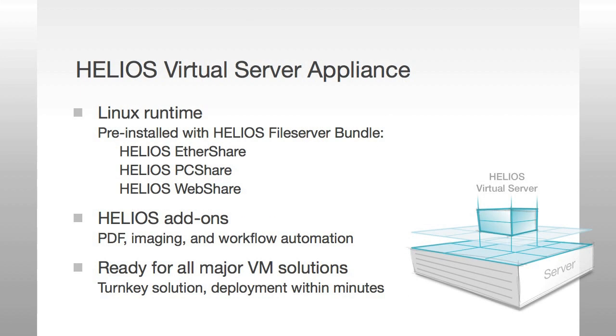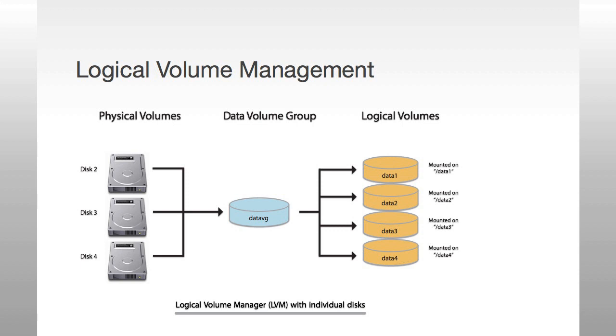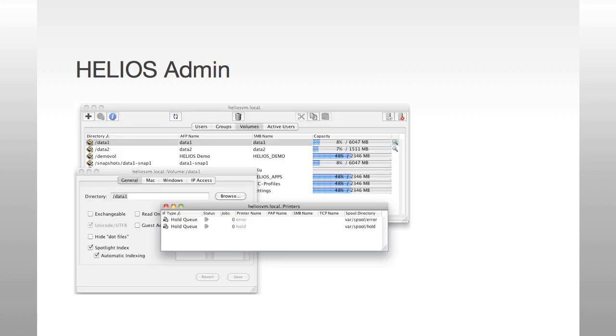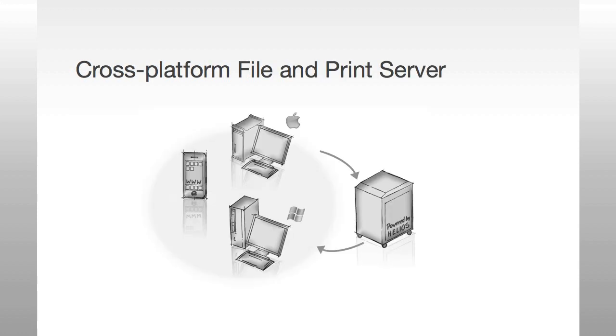So that is a brief overview of how to deploy the Helios Virtual Server Appliance and easily perform low-level storage management. The next step is to use Helios Admin to set up network volumes and print queues. The result is a turnkey file and print server ready for use by Mac, Windows, and web users.